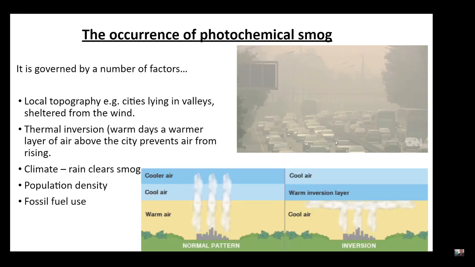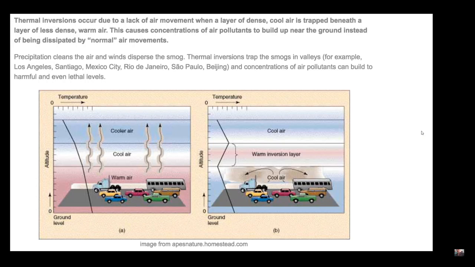And this shows you the climate, the thermal inversion, in this bottom picture. When you have cool air, it tends to hold in more smog at the bottom, and then if you have warm air above it, it holds it down. So do know it just depends on the temperature of the actual area as well. And we talk about that here, thermal inversion, right? Thermal inversion occurs due to lack of air movement. When a layer of dense cool air is trapped beneath a layer of less dense warm air, this causes air pollutants to build up near the ground instead of being dissipated by normal air movements, right?